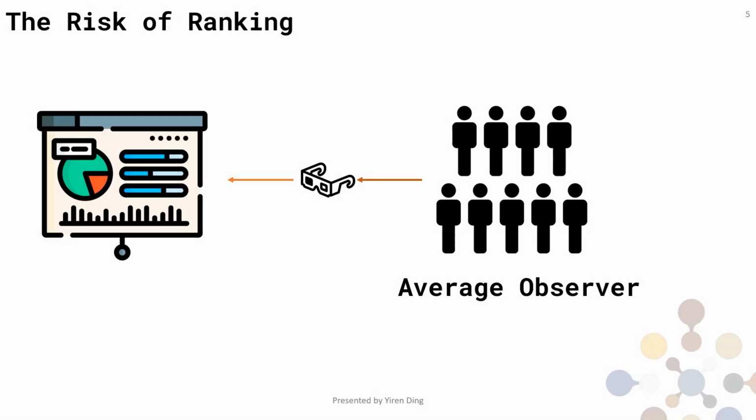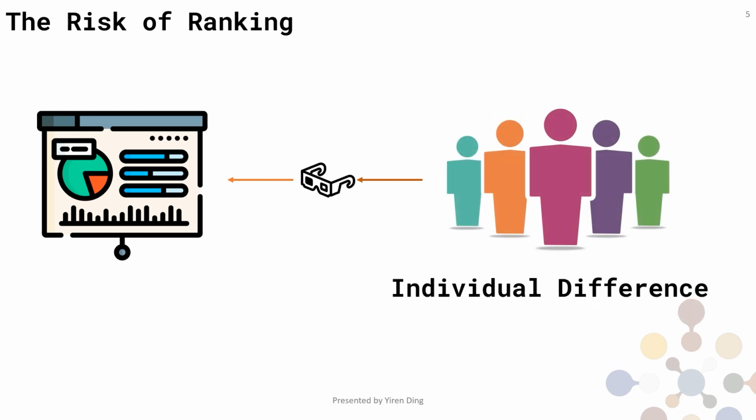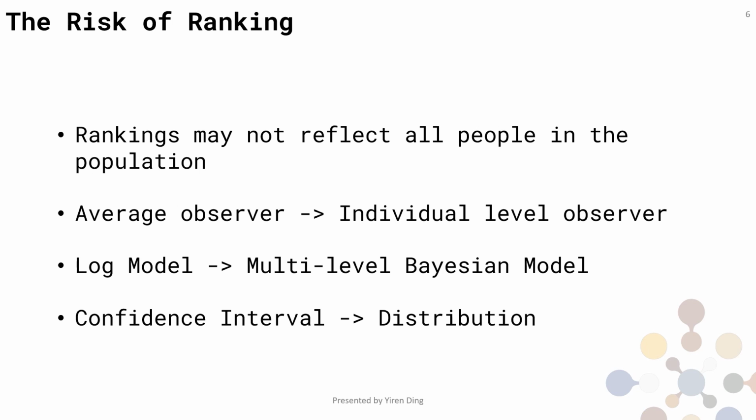However, this log error model is an average observer. It averages the answers from each participant. This fails to capture the individual differences. Thus, this ranking will not reflect all people in the population. There is a need for a new model to interpret this data from a different perspective.